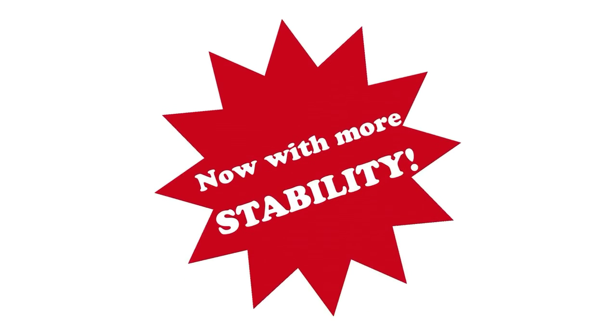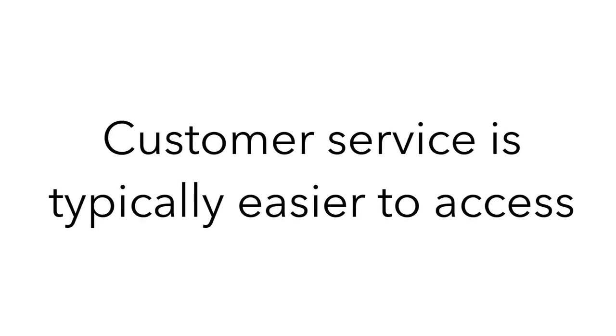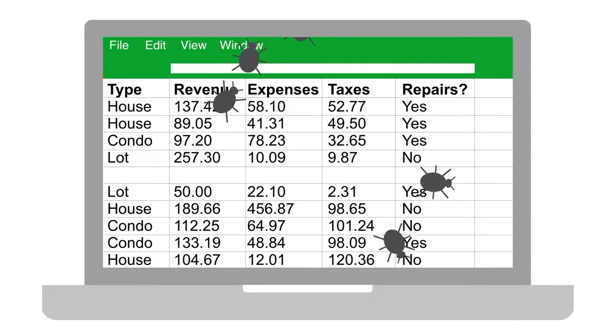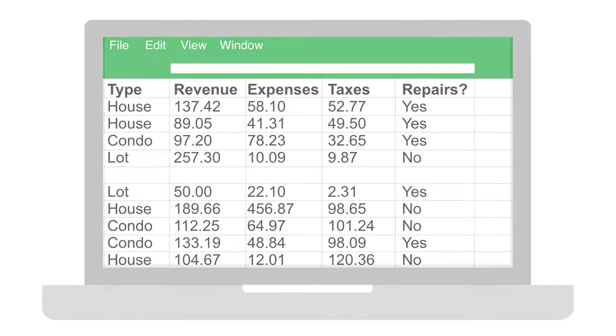As for closed source software, it's more likely to be a stable, focused product, and if you need support, customer service is typically easier to access. However, closed source software often costs money, and if it has any bugs or missing features, you'll have to wait on the creator to address the problems.